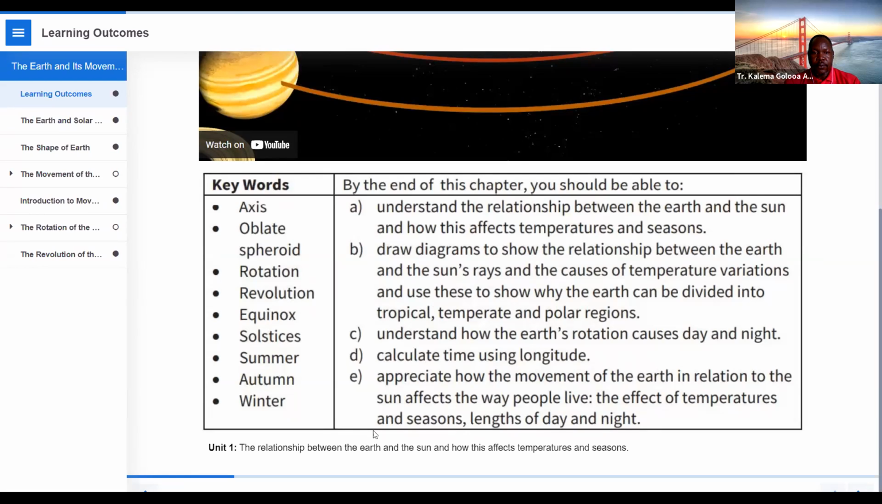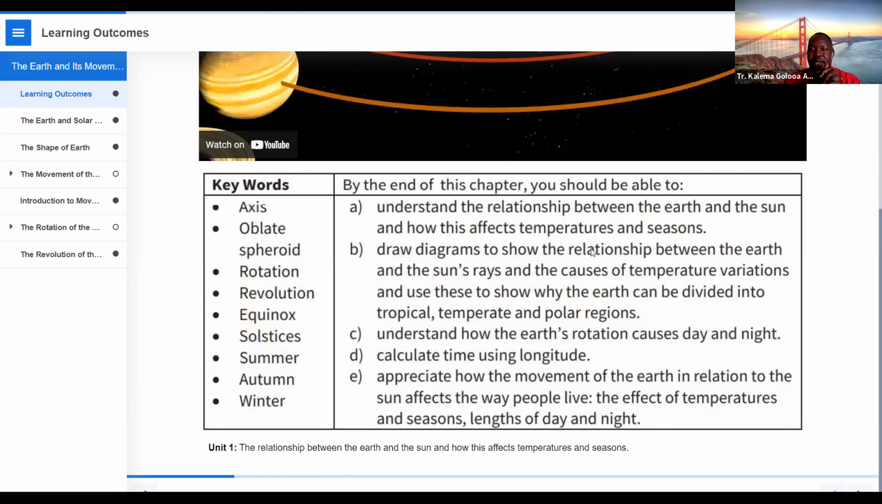Excuse me, teacher. Yes, please. Is there a difference between the earth and the world? Yes. The earth is just one of the things in the world.